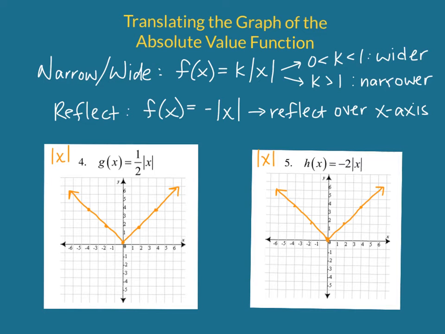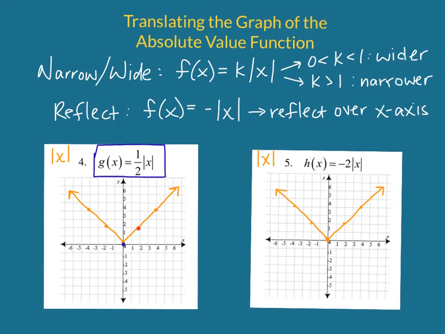Here's how I like to think about this. All of our outputs are now halved. We take half of every output. So down here, when we plugged in 0, we got an output of 0. Half of 0 is still 0. Therefore, this point is still on our new g of x graph.